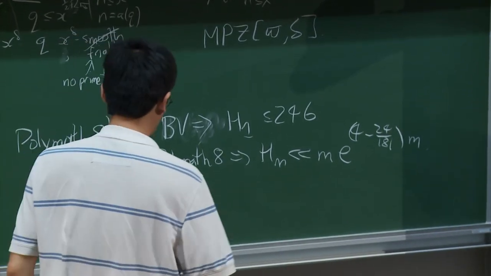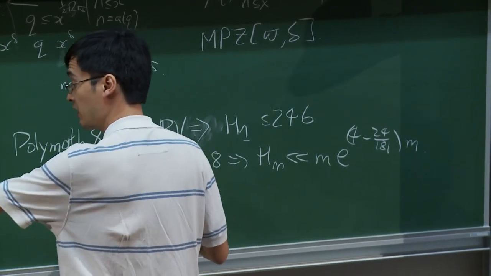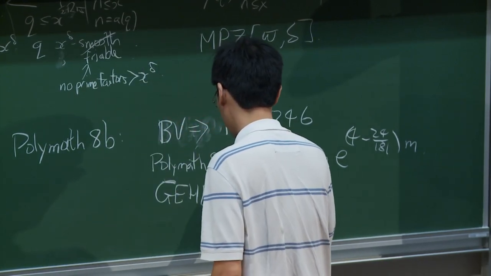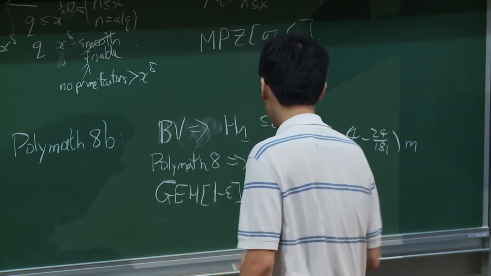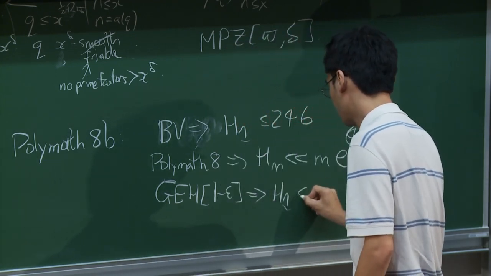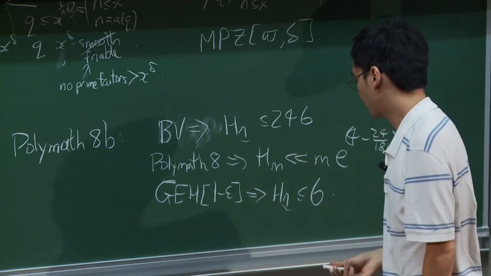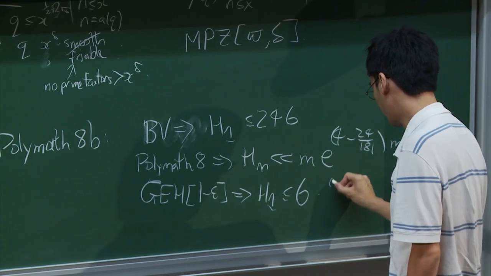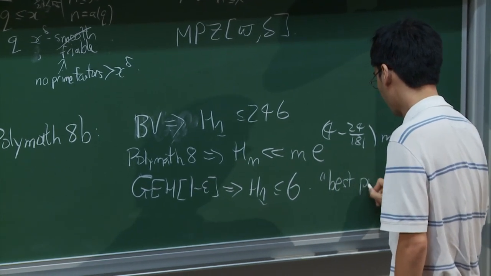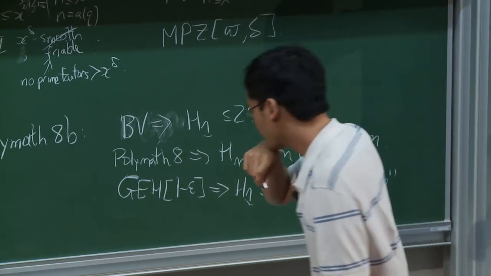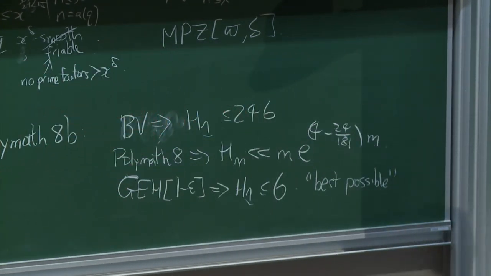And if you assume, actually, not just the Elliott-Halberstam conjecture, but something which we call the generalized Elliott-Halberstam conjecture, then in fact we can get a gap of 6, and also this is sort of best possible. Well, not in the sense that H1 actually is 6, because we all believe it's 2, but it's the best that one can ever hope to accomplish from purely sieve theoretic methods, and all these methods are ultimately sieve theoretic. I'll try to explain why.